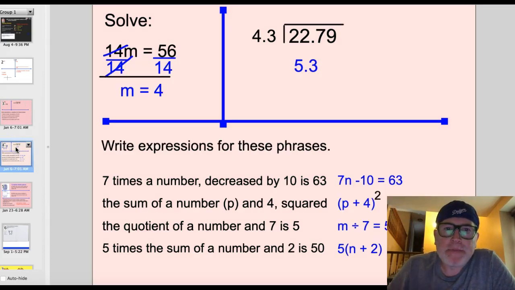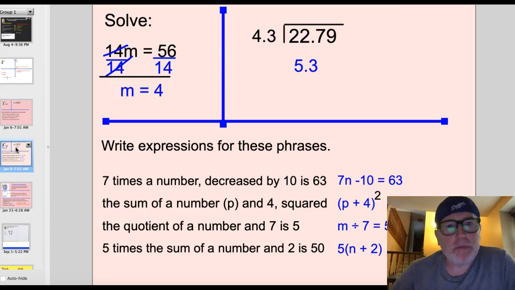Alrighty, here you go. Divide by 14, and you've got m equals 4. That's going to be our lesson for today. And we've got 4.3 going into 22.79. You've got to move that decimal once. You end up with an answer of 5.3 as your quotient.